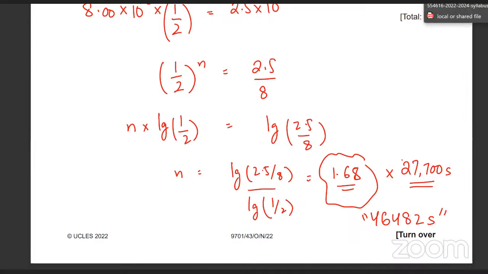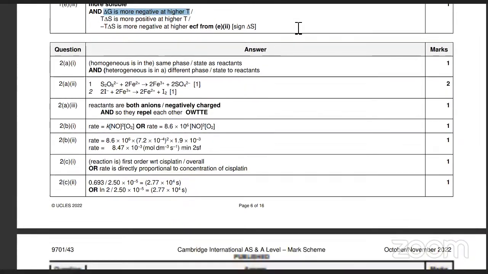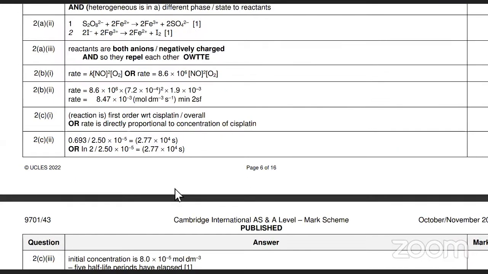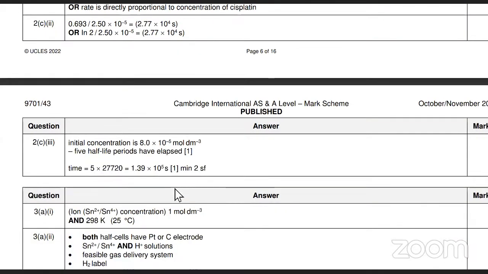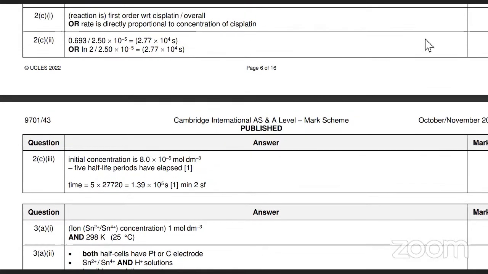And we can, where's the marking scheme for this one? Okay, so they're saying it's 5. Why are they saying it's 5 half-lives?